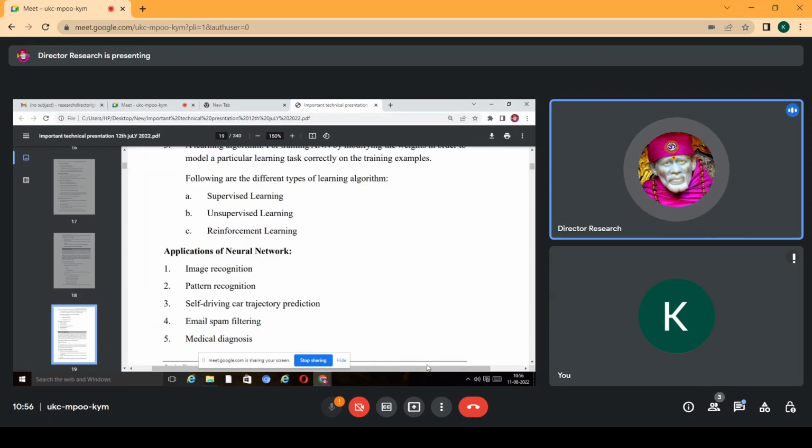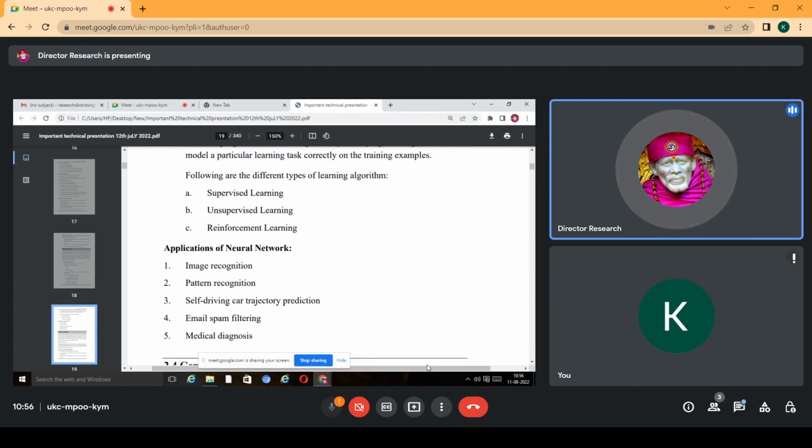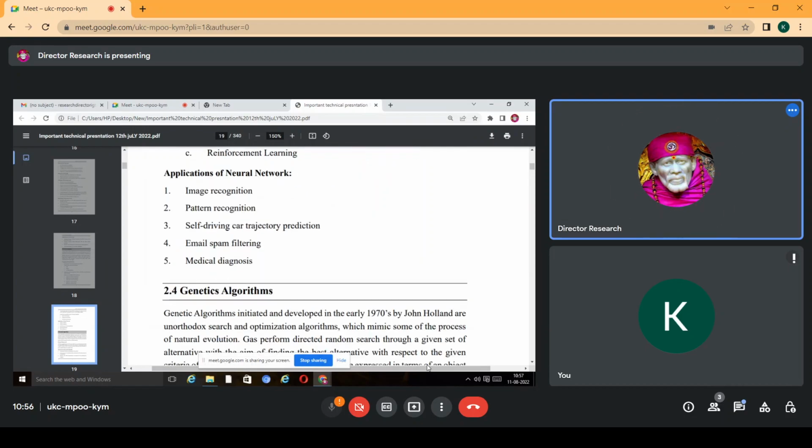Applications of neural network: image recognition, pattern recognition, self-driving car trajectory prediction, email spam filtering, medical diagnostics.